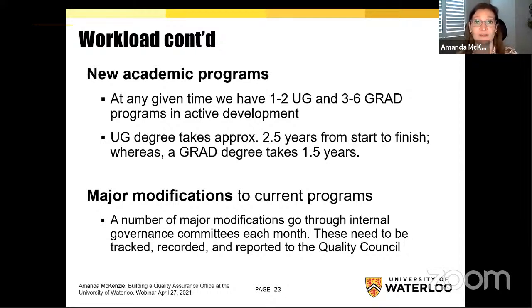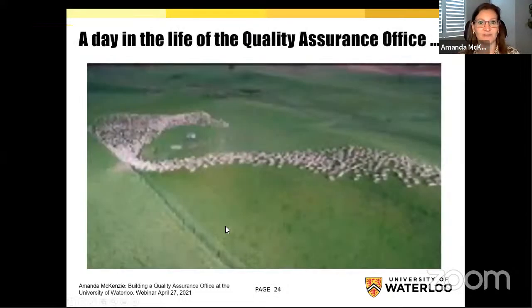So we report these once a year on an Excel document that's quite lengthy that goes into the Quality Council. And the Quality Council might come back to us and ask questions about these major modifications. But other than that, we don't have to wait for their approval, which is good, but it's still a lot of tracking. So I have a little bit of a video clip here that I'm going to play, and hopefully it'll work, because this is what it feels like when we do our work in quality assurance.